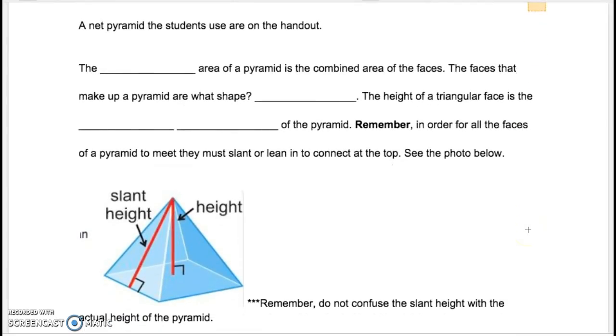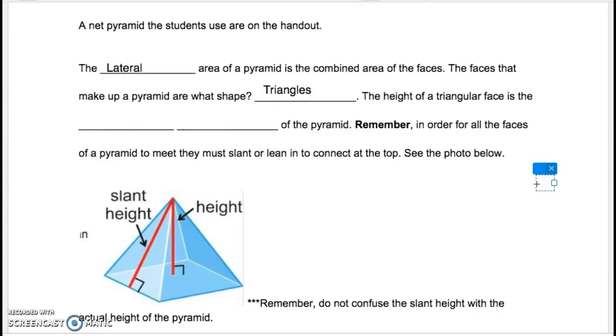The next section of notes says the lateral area of a pyramid is the combined area of the faces. The faces that make up a pyramid are what shape? I would pause the video and try to fill this in before you see what I put in. The faces are made up of the shape of a triangle or triangles.